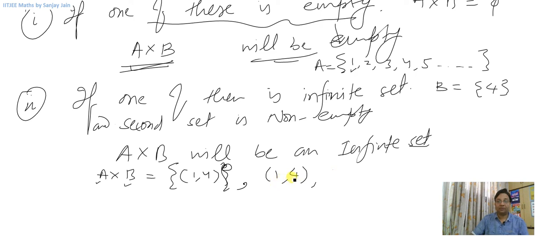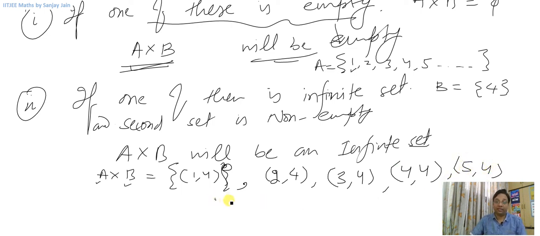Of course I have written it again. 2 from first set and 4 from B. 3 from first set, 4 from B. 4 from first and 4 from B. I hope you have got the idea that we can keep on writing such ordered pairs, right?